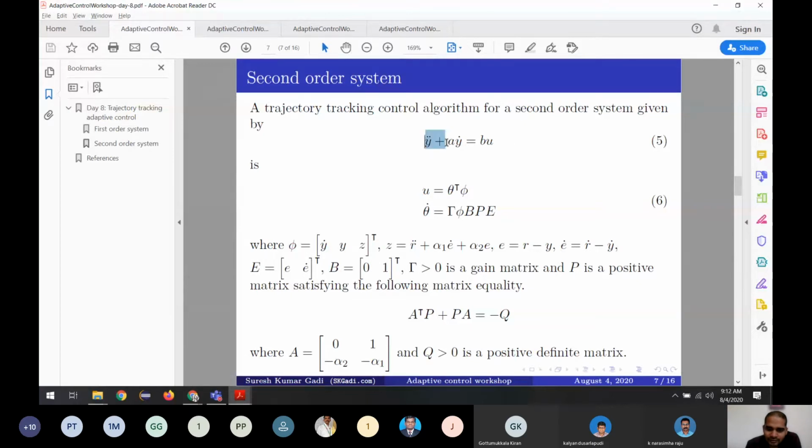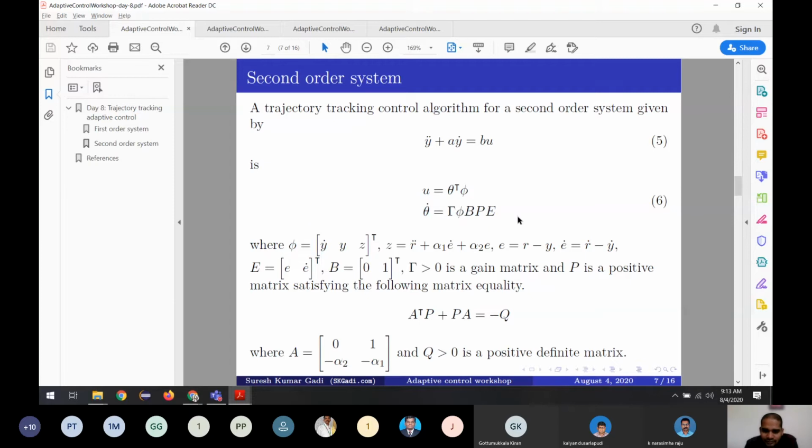The problem is very simple. We have to control this system. The system is given by y double dot plus a y dot is equal to b u. So what is the u? We are defining u as theta transpose times phi. So how do we get theta? This is a differential equation we want to use.